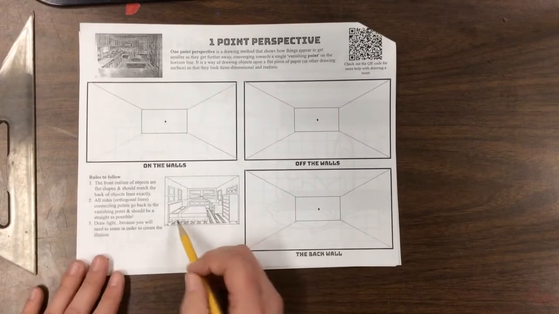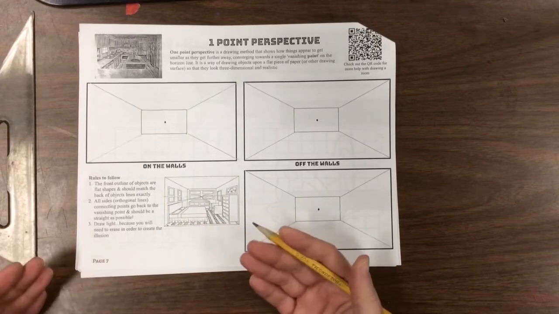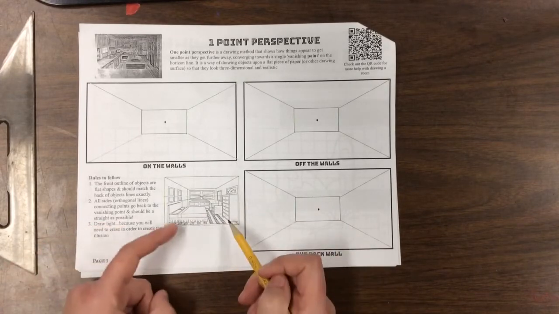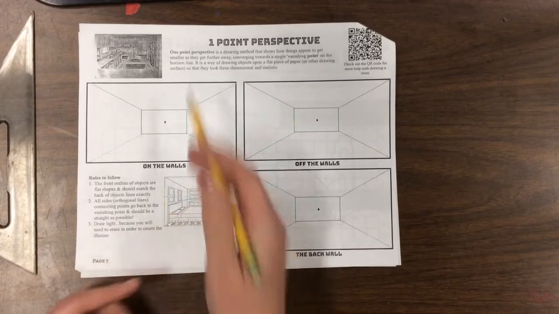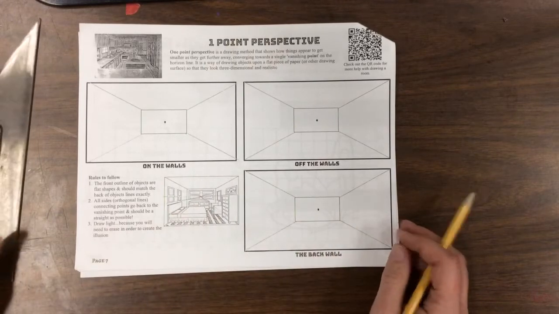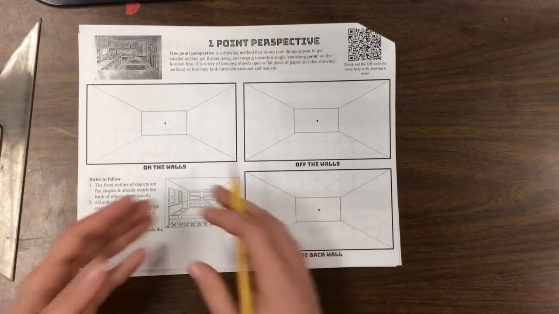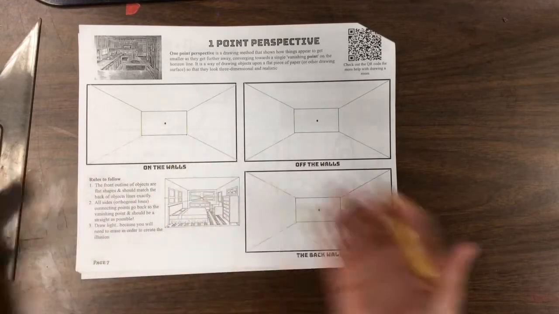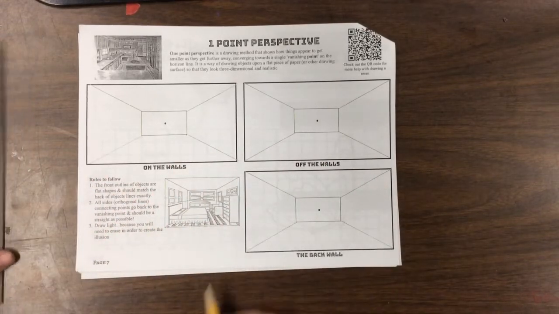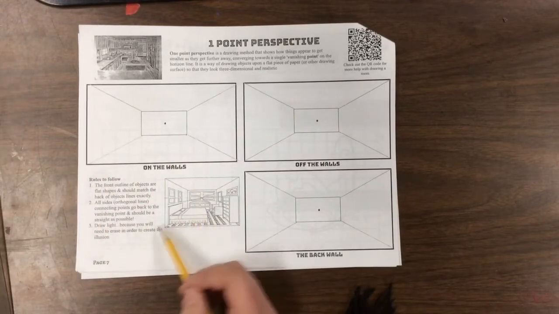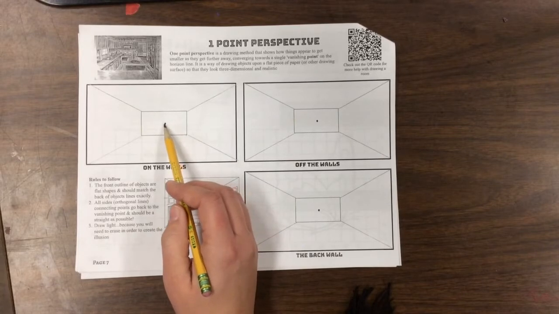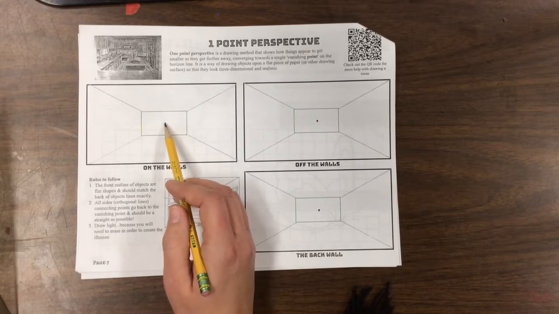One-point perspective is the idea that everything goes to one point, so it kind of looks like it's going in. It says up here it's a method of having things up close be bigger, and things further back seem to recede back. But a couple of things you need to know. First of all, the dot in the center is called the vanishing point. Your vanishing point is always going to be on the back wall.